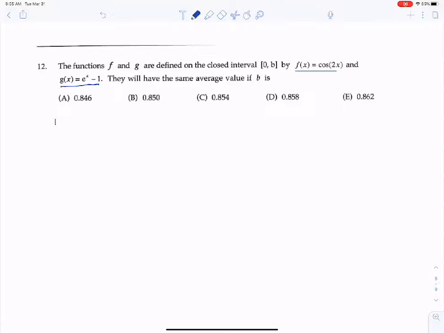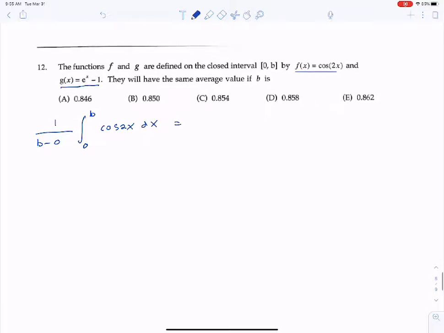So I'm going to say we're looking at the average value from 0 to b of each function. So the first function is f of x, which is cosine of 2x. And we want to know when is that equal to, right? For what value of b are their average values equal? So in other words, what I really want to know is where is this true?